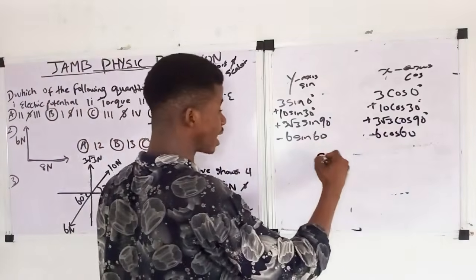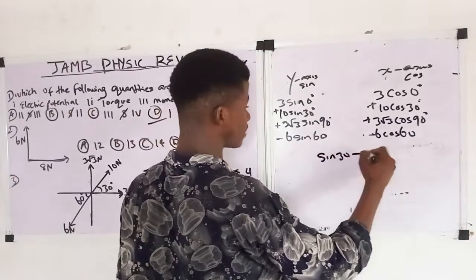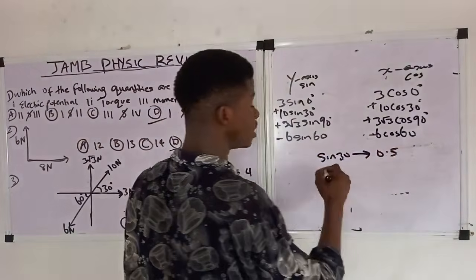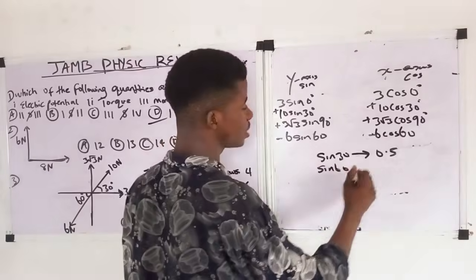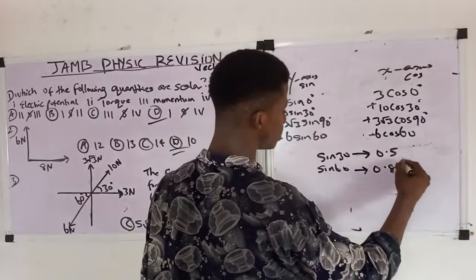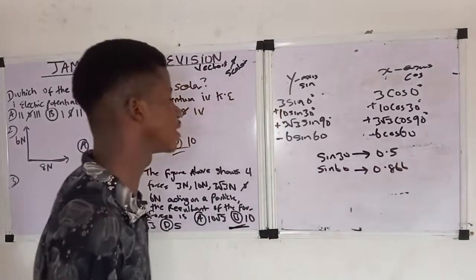Okay, so just take note that sine 30 is what? It's very important. Sine 30 is 0.5. Just know them. Sine 60 is what? Is 0.866. Okay, yeah, it's very important.